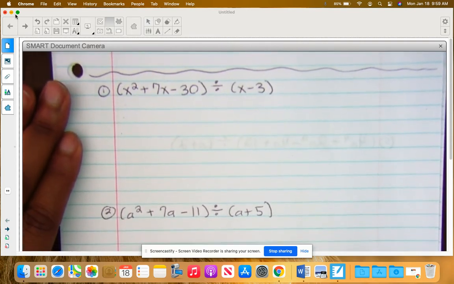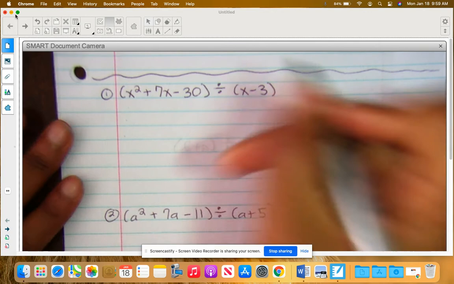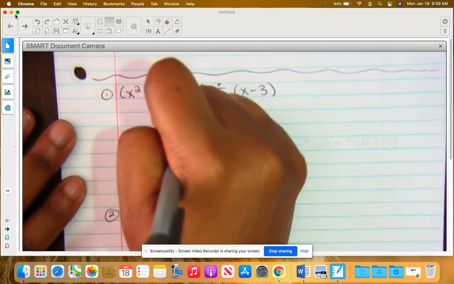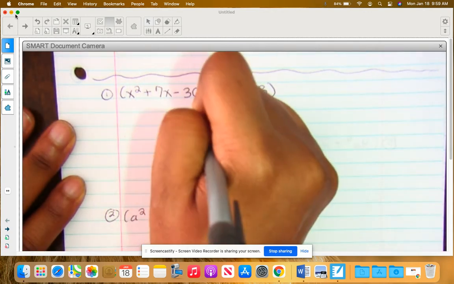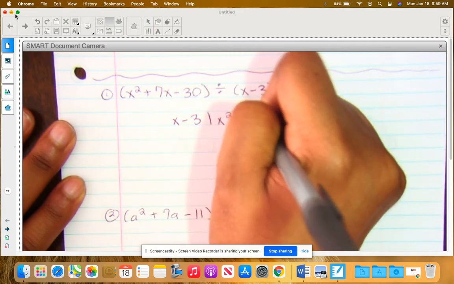All right, so the first one we're going to take a look at is x squared plus 7x minus 30, and we're going to divide that by x minus 3. So let's set up the problem like we're supposed to. So I'm going to put x minus 3 here, and then x squared plus 7x minus 30.